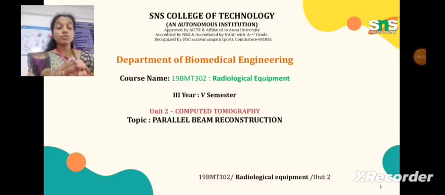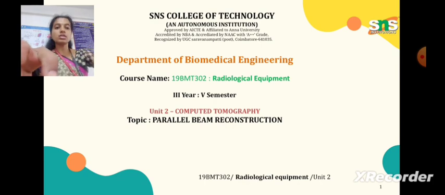In this video, we are going to see how the parallel beam reconstruction is made in computed tomography (CT).